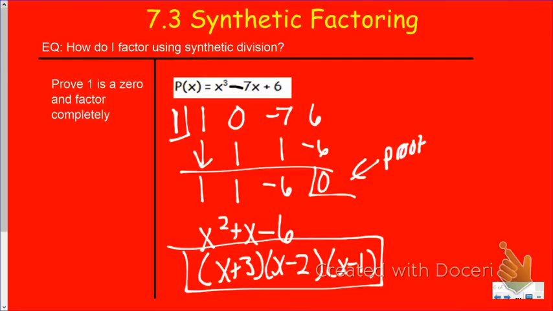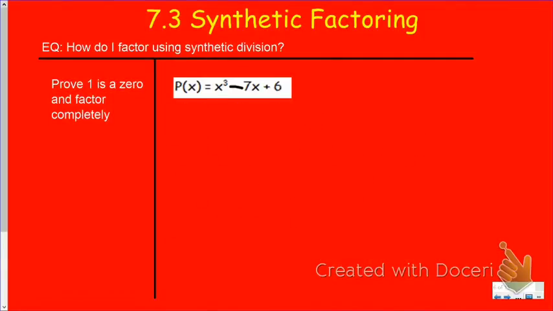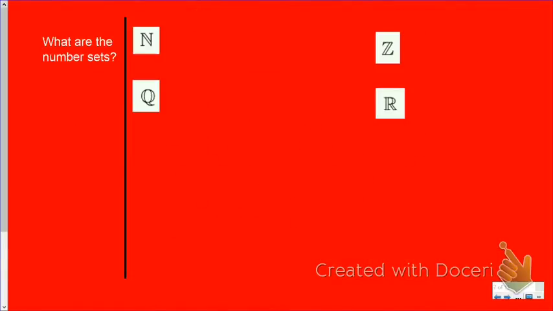Okay, so we're going to use this same process, but the problem is what we do if we don't have that 1 to start, if we have to come up with the numbers. Before we do that, I just want to talk about a couple of number sets, because you'll hear these words throughout the year and throughout next year. I just want to make sure you understand the differences between them. There are a couple of different types of number sets.